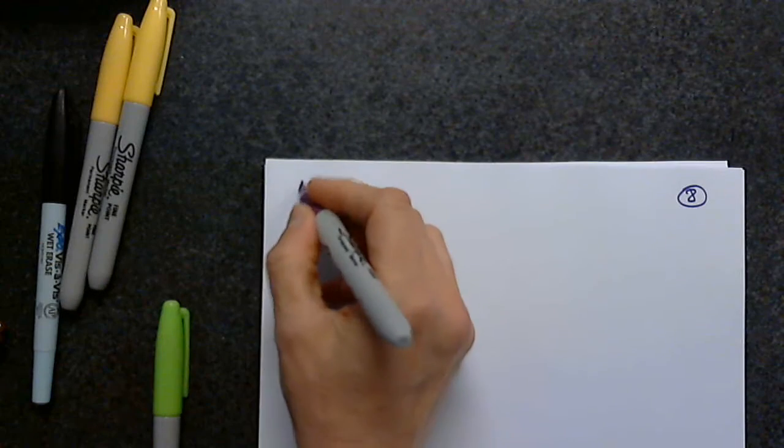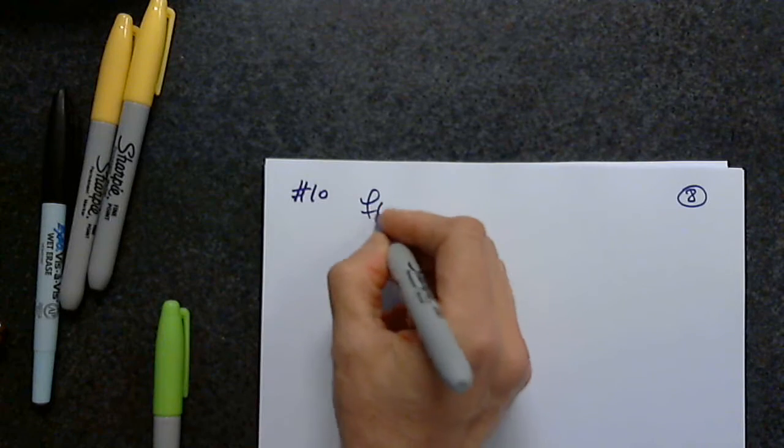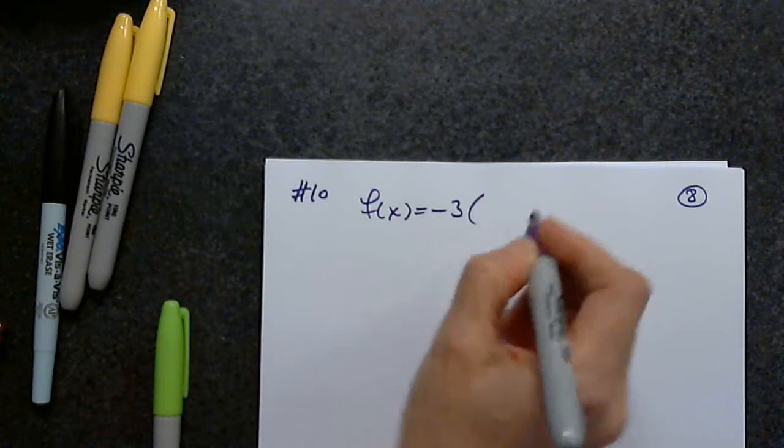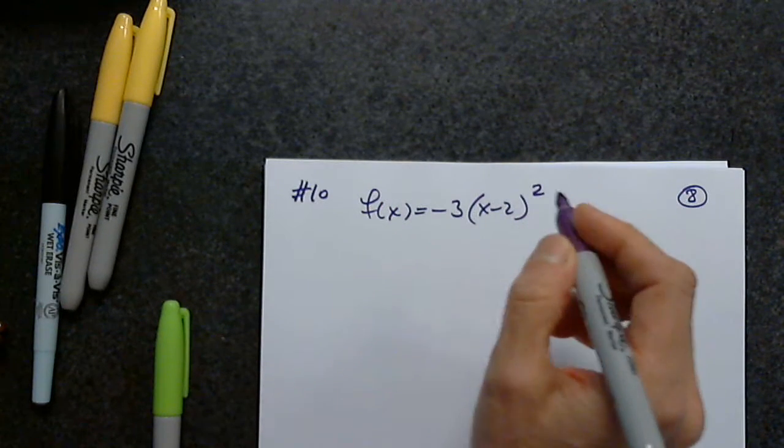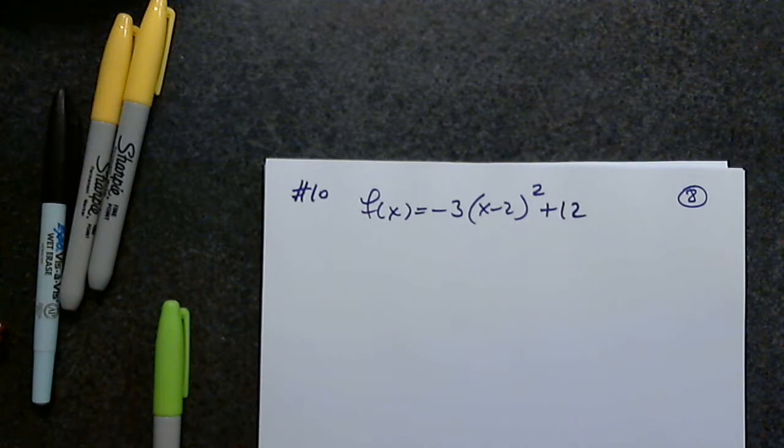Number 10. So f of x equals -3 (x minus 2) squared plus 12. What page is this? Same page, 360. Thank you. Okay, same questions. Everything the same.